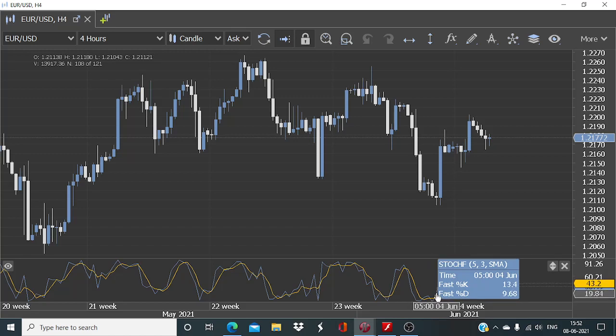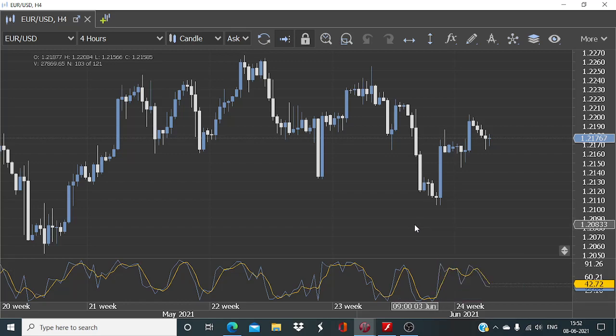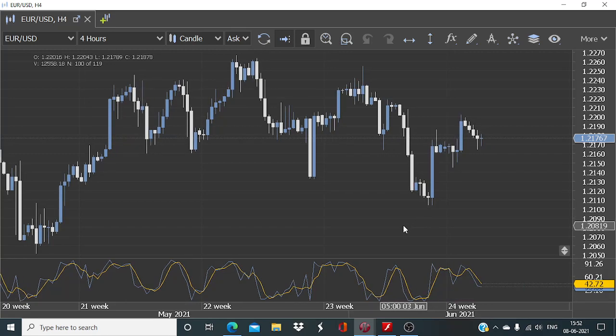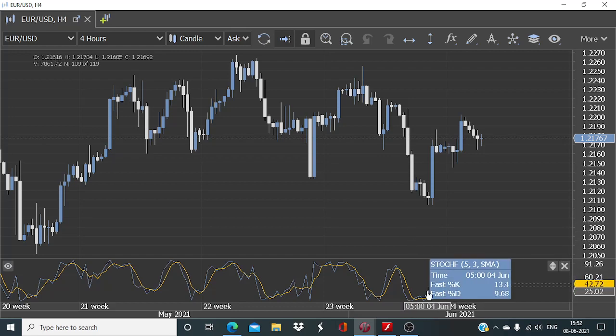In the current hour, in the current candle, we will not cap the output on the higher side, but the only condition will be that the fast percent K should be above fast percent D, and that will confirm to us the continuation of the bullish momentum in the current 4-hourly time period.